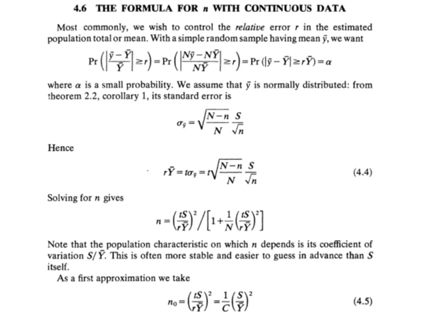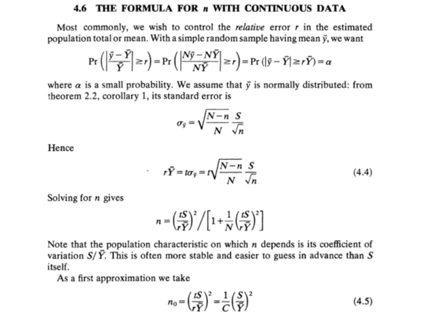4.6. The formula for n with continuous data. Most commonly, we wish to control the relative error r of the estimated population total or mean, with a simple random sample having mean y bar. We want the probability that the absolute value of y small bar minus y capital bar over capital Y bar is greater than r.